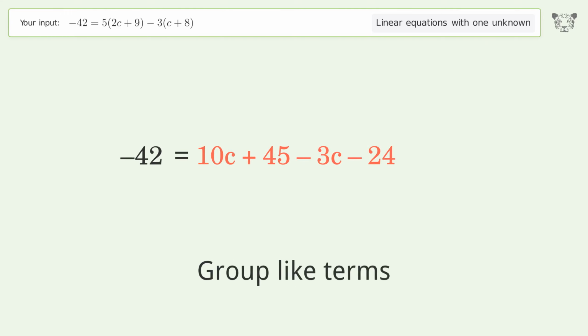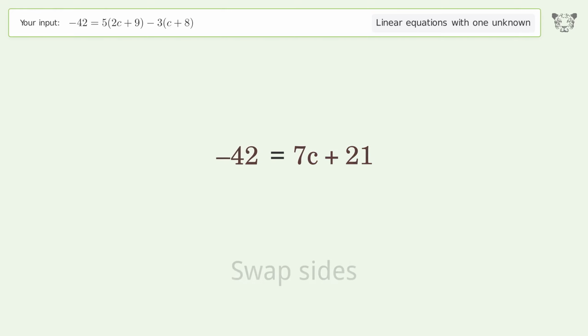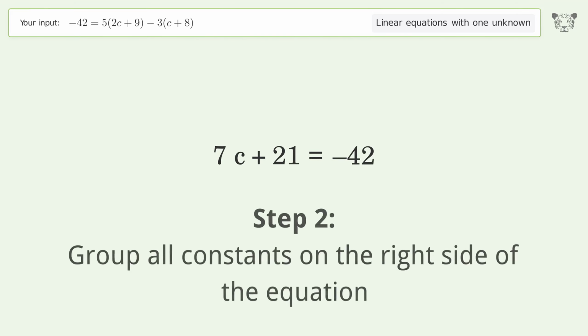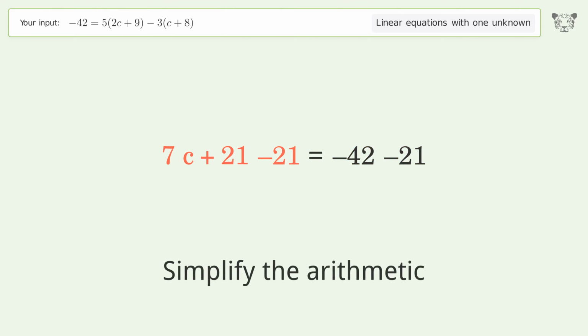Expand the parentheses. Group like terms. Simplify the arithmetic. Swap sides. Group all constants on the right side of the equation. Subtract 21 from both sides. Simplify the arithmetic.